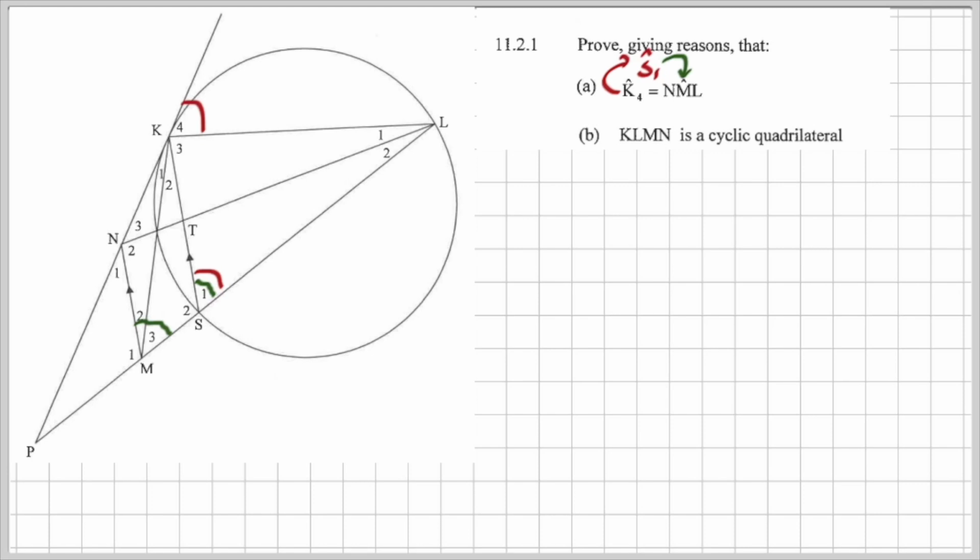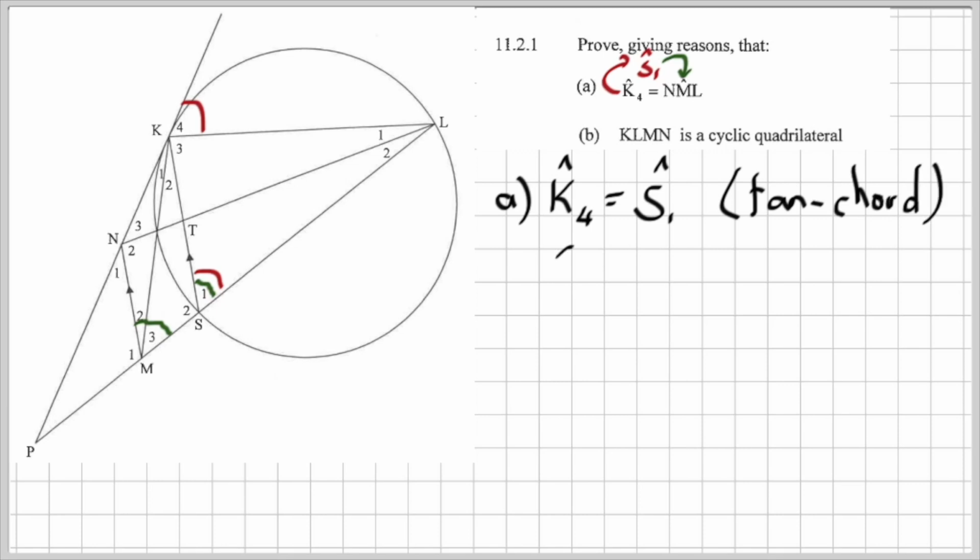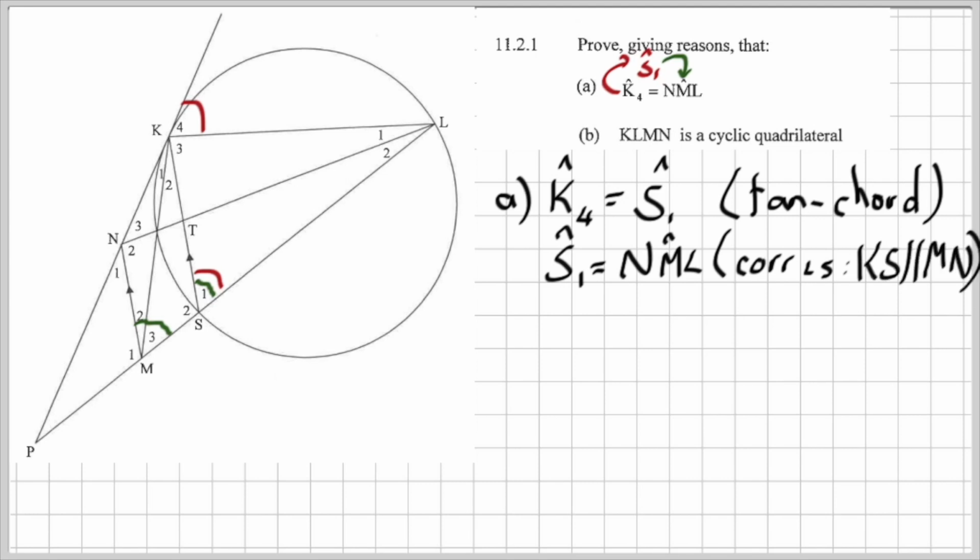So let's start by writing this down for the examiner. K4 is equal to S1 because of tan chord. S1 is equal to NML because of corresponding angles. But please remember your parallel lines. I get angry at my matrics when they don't remember that because they lose that mark then. Therefore, K4 is equal to NML.